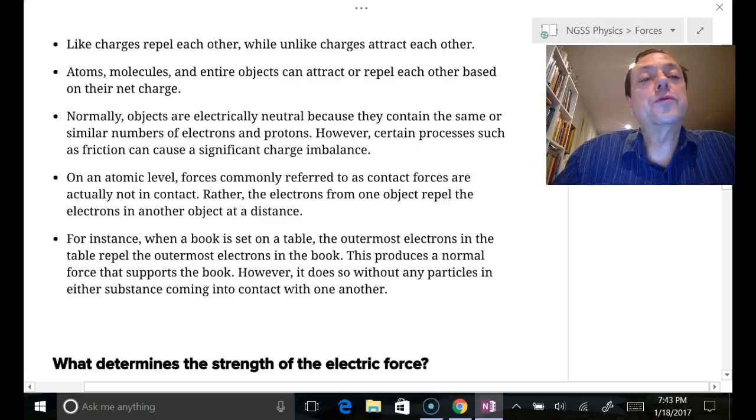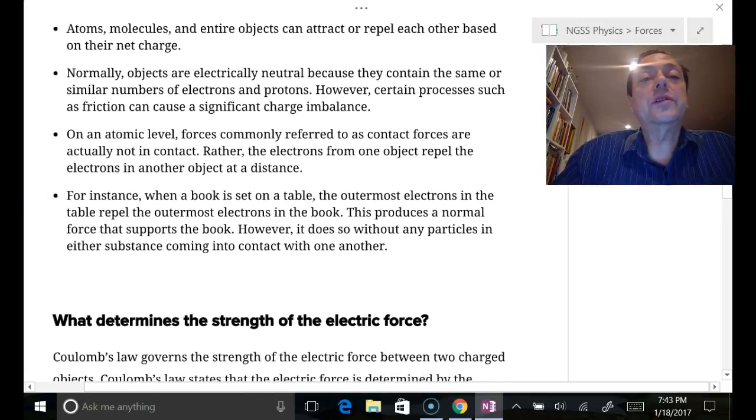So two positives or two negatives will repel each other, and a positive and a negative or a negative and a positive will attract each other. Atoms, molecules, and entire objects can attract or repel each other based on net charge. So it doesn't need to be all positive or all negative. You could just have a predominance of negative charge or positive charge, and the object would have that net charge.